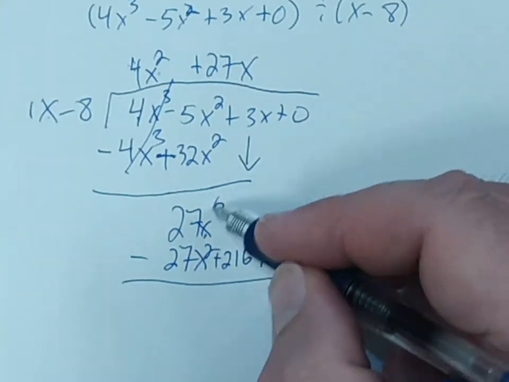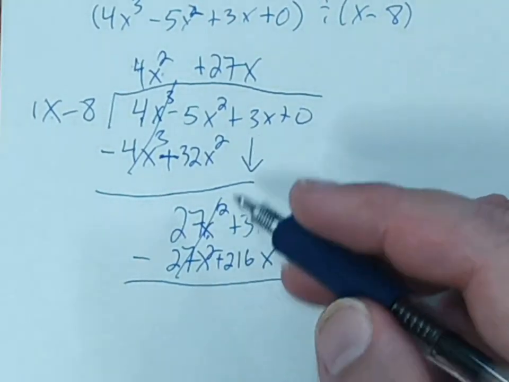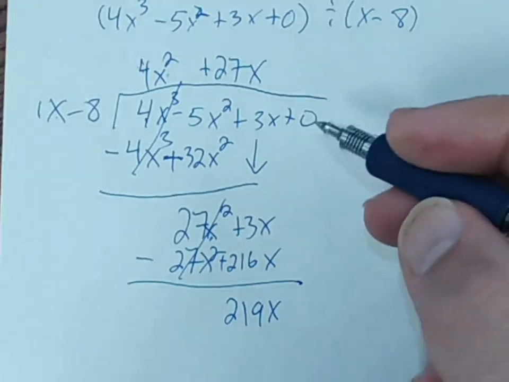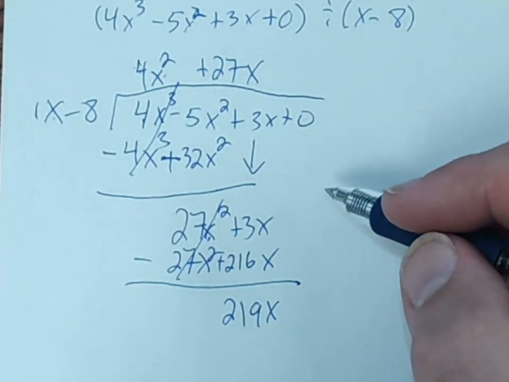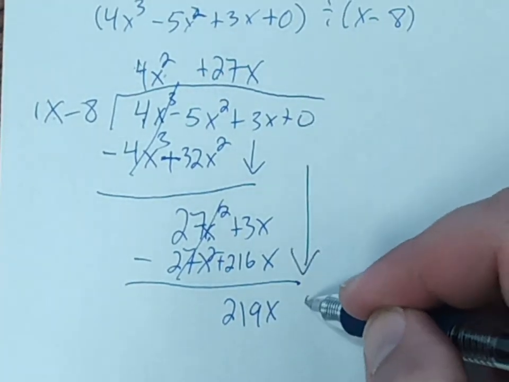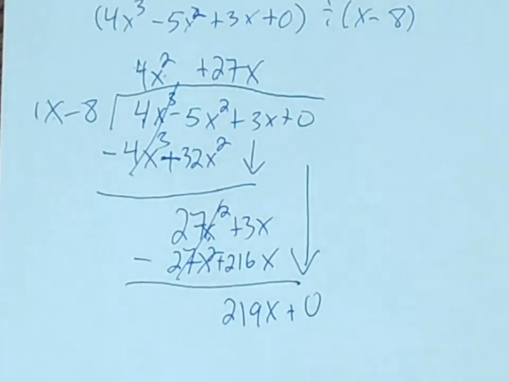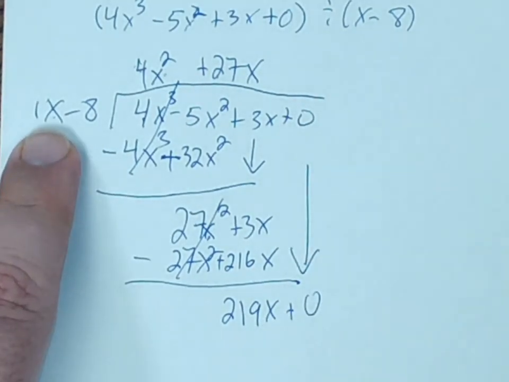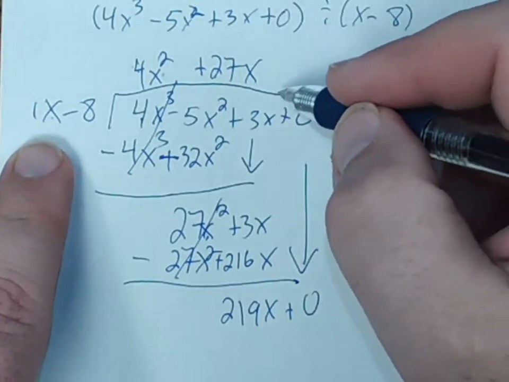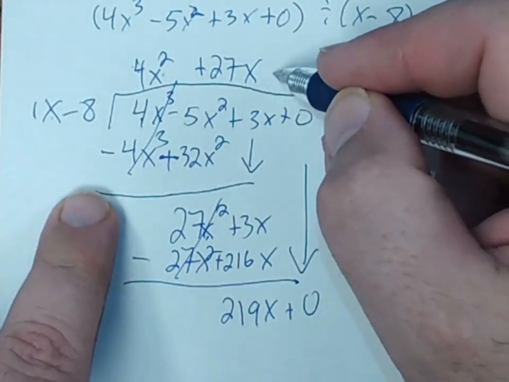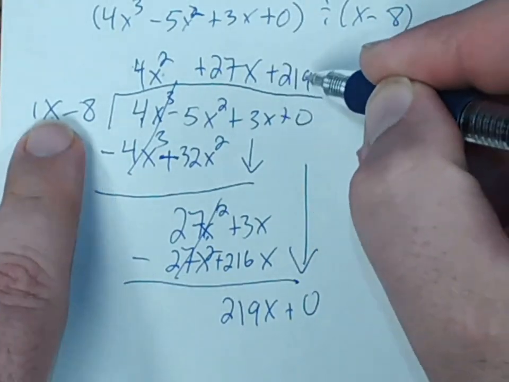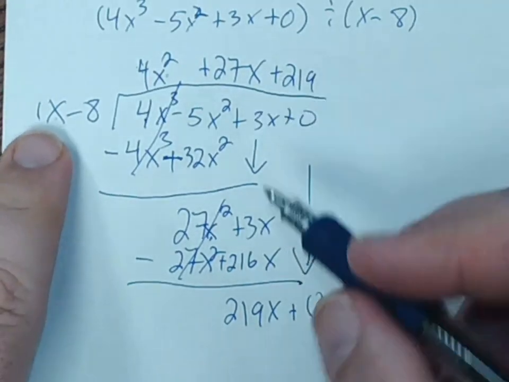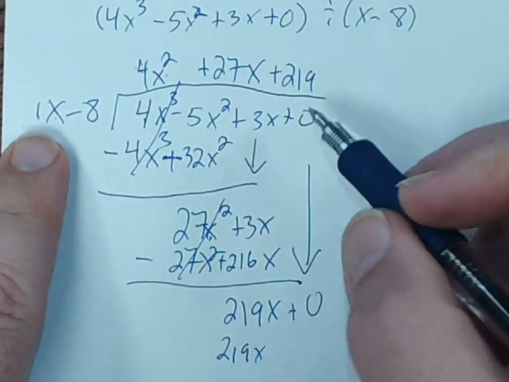Subtract, subtract, that cancels. 3 x's plus 216 x's is 219 x's. That's a lot. And we'll bring down the 0. This is our last one. So 219x divided by 1x. Well, 219 divided by 1 is 219. And x divided by x is nothing. Then we multiply. 219 times 1x is 219x.